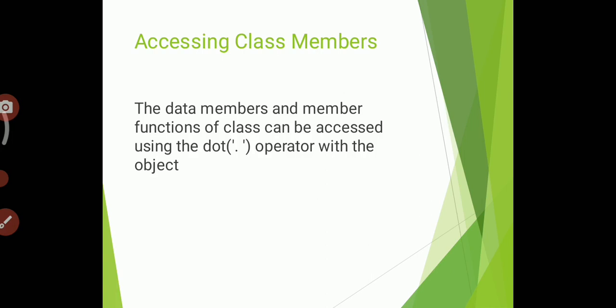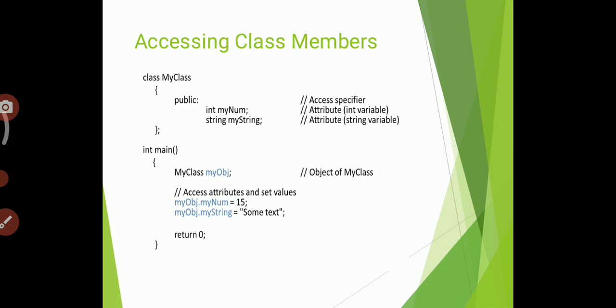The data members and member functions of a class can be accessed using the dot operator with an object. The example of accessing a data member: define class, access specifier, attribute, variable, string, and object of my class, access attribute and set values.